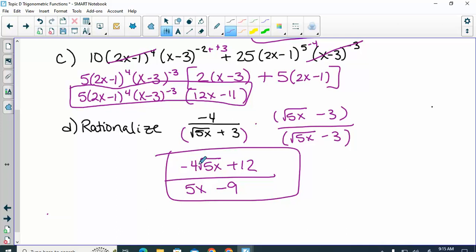So that's our topic A, which remember we didn't really have homework over that. We did it in class those first couple days. We had that handout that we were working on. Any questions about this?